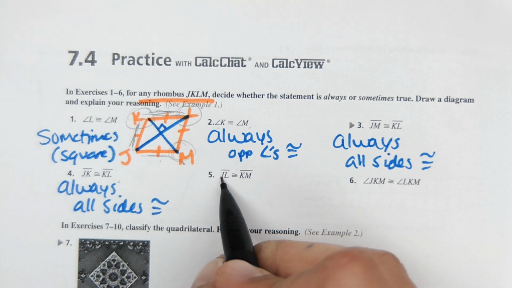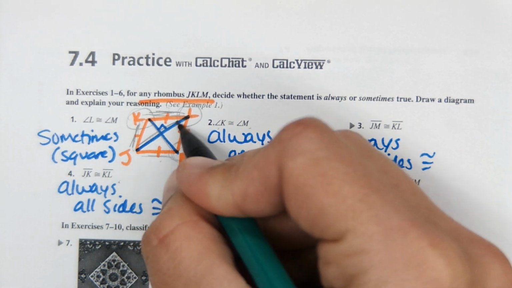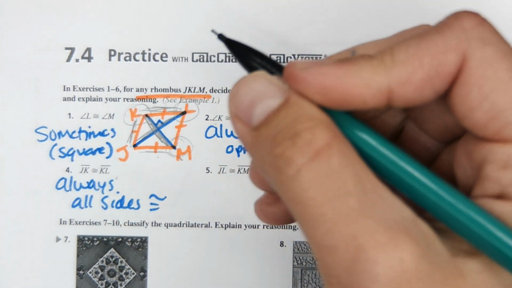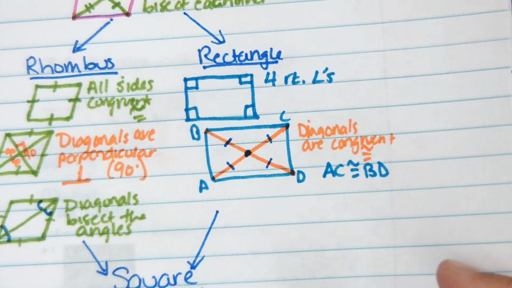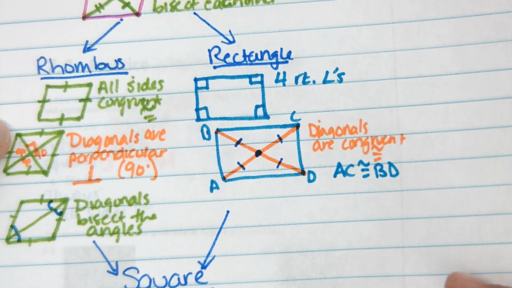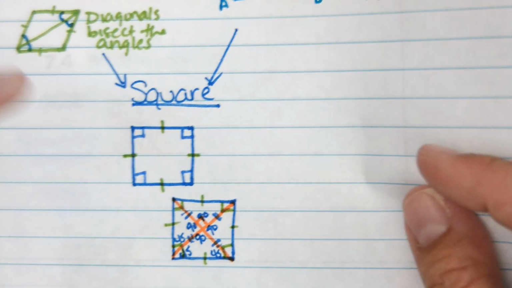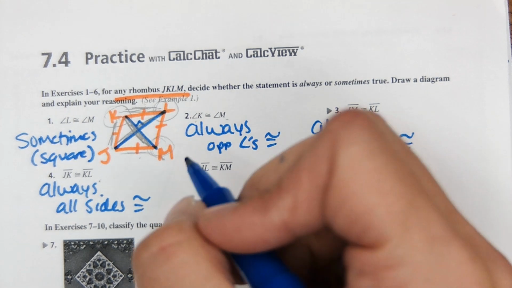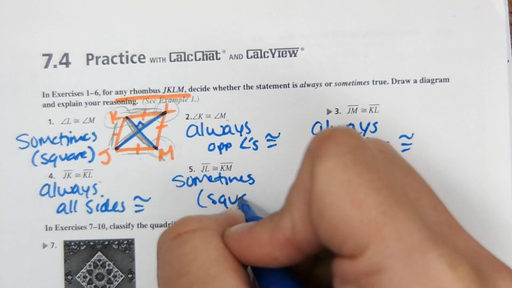And this one is JL congruent to KM. So it's talking about the diagonals now. Are those diagonals congruent? Well, diagonals bisect each other. Diagonals are congruent in a rectangle, but not necessarily in a rhombus, unless it's a square. Then the diagonals are congruent. So for number 5, sometimes the diagonals are congruent, only when it's a square.